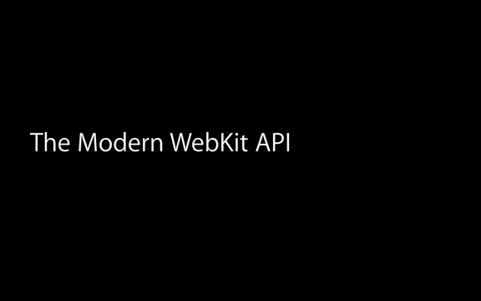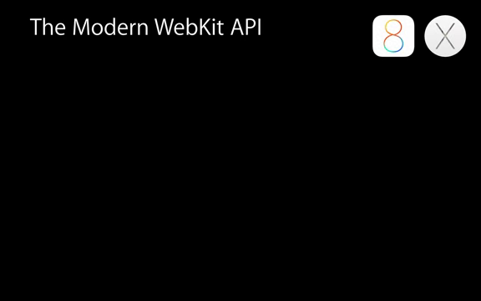So the modern WebKit API. Class for class, this API is exactly the same on iOS and OS X. Yeah, that's pretty cool. Of course, there are some minor changes due to the way we hook into AppKit and UIKit, but it's pretty much the same. We're also taking advantage of the latest and greatest language and Cocoa features, so you can spend less time writing glue code and more time focusing on making your app great. And we've tried really hard to reduce the surface area while still giving you access to a ton of cool features.